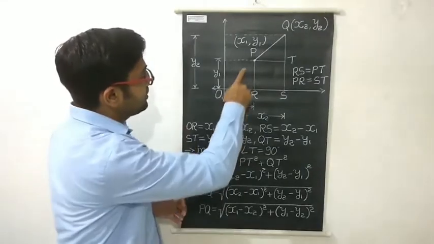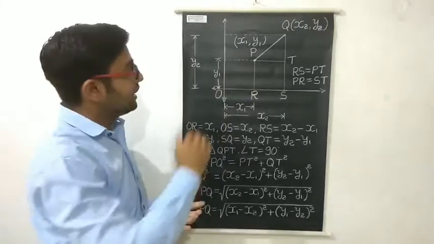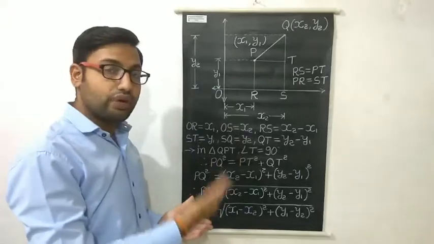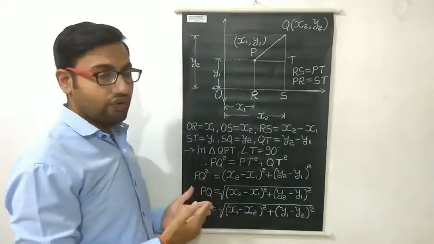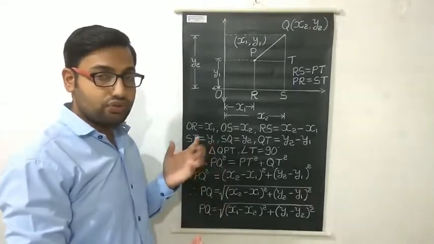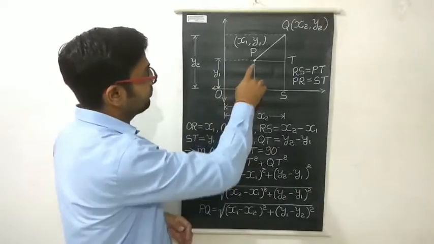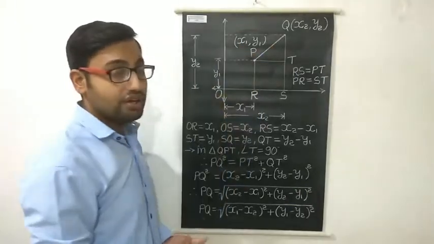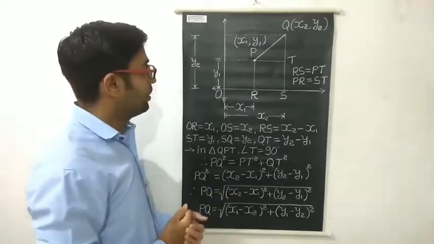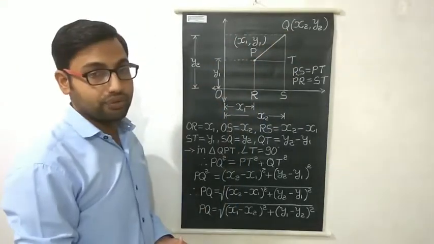First point is P, which has coordinate (x1, y1), and the second point is Q, which has coordinate (x2, y2). We write it in general form so that we can derive the formula to find out the distance between 2 points in general form. So here you can notice that the point P is here and point Q is here. Both the points are not on any axis. So the distance we want to find out is PQ.